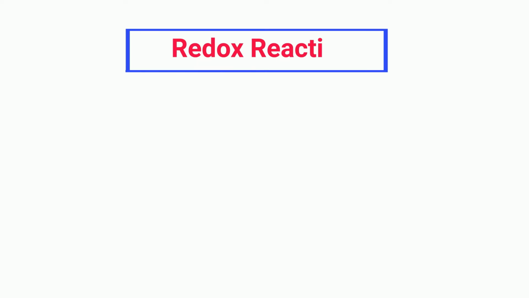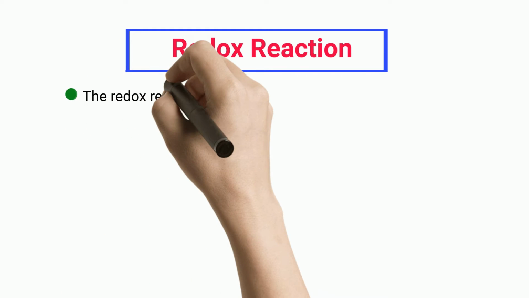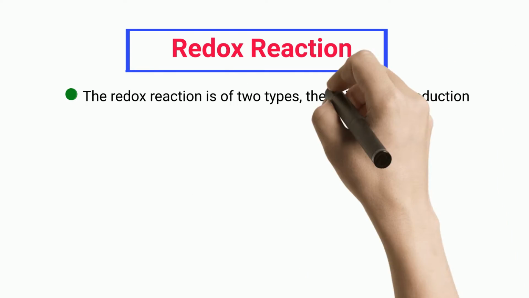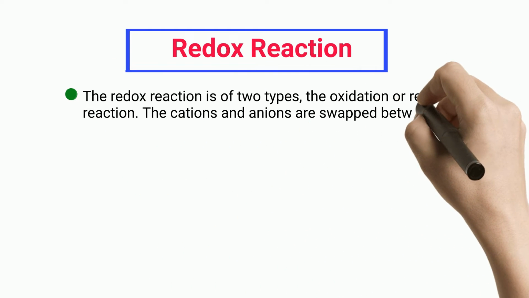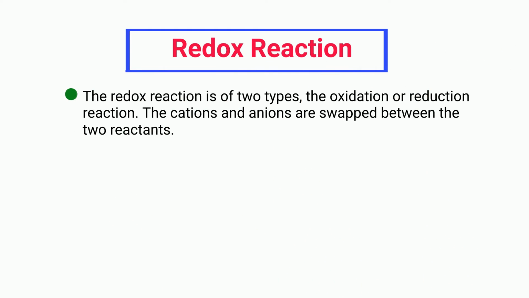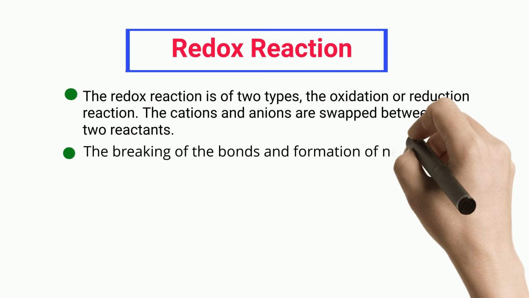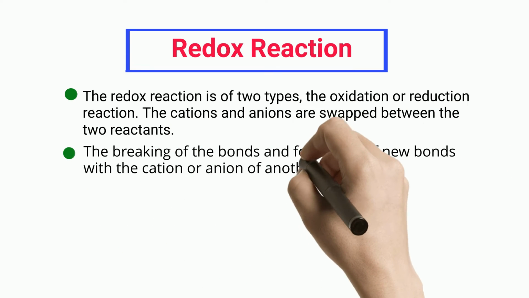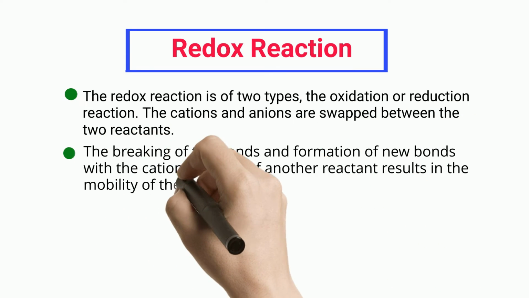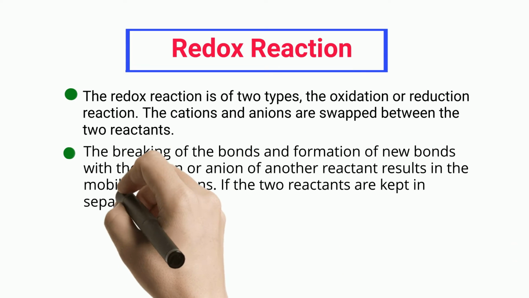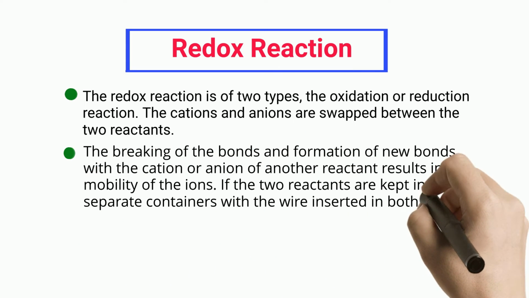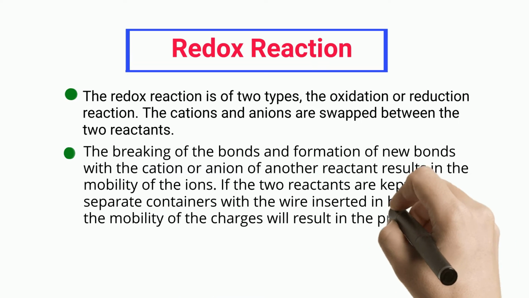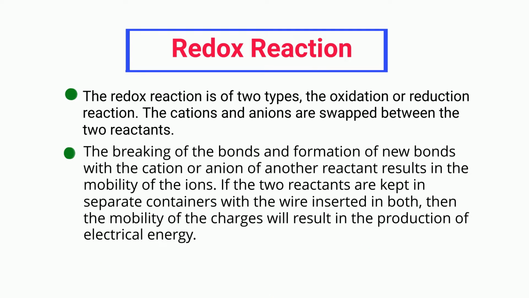Redox reaction. The redox reaction is of two types, the oxidation or reduction reaction. The cations and anions are swapped between the two reactants. The breaking of the bonds and formation of new bonds with the cation or anion of another reactant results in the mobility of the ions. If the two reactants are kept in separate containers with the wire inserted in both, then the mobility of the charges will result in the production of electrical energy.